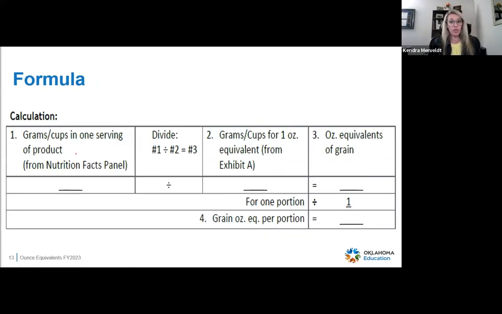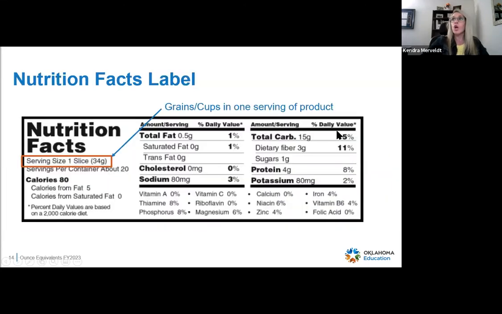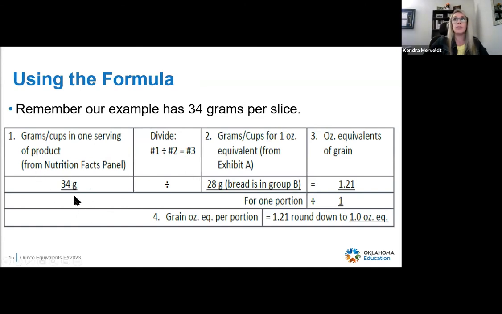There is a formula that you can use, and we do provide that formula here for you. So what you do is, in the grams per one serving of product from the nutrition facts label, you put the grams right here. You divide that by the 1 ounce equivalent from the grains chart, and then that will give you your answer to let you know how much you need. So in this example here, we have 1 slice of bread that is 34 grams. So we'll take that 1 slice of grams and we'll stick it here in column number 1, and then we'll divide that by the grains chart, which is in group B, by 28 grams, and that equals 1.21.